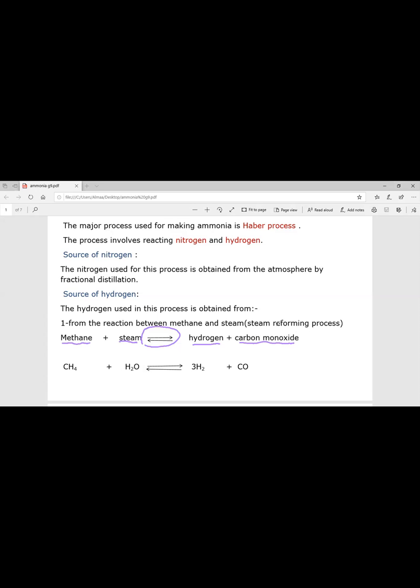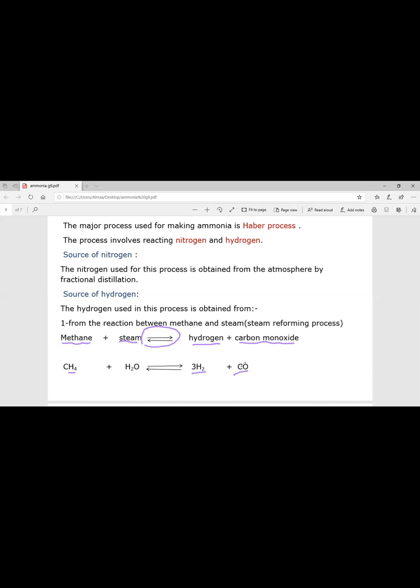This equation is represented by symbols as follows: CH4, methane, plus H2O, water, produces 3H2, hydrogen, and CO, carbon monoxide. Again, this is the source of hydrogen for the process called the Haber process.